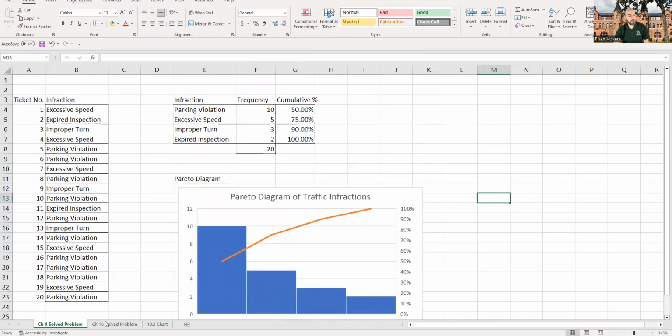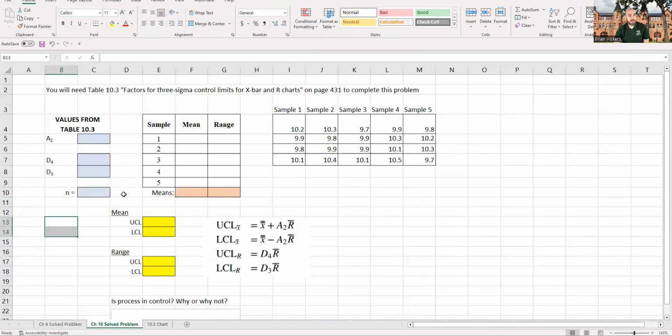Pretty much that covers all of it. Now let's look at chapter 10. Several more steps on this one. We have 5 days where we took samples, and each of these needs to be averaged out.